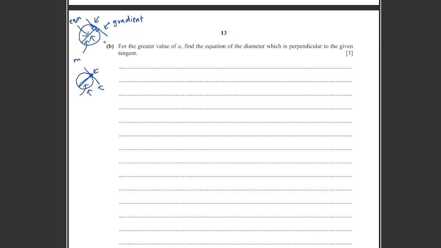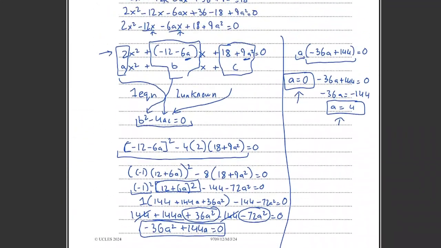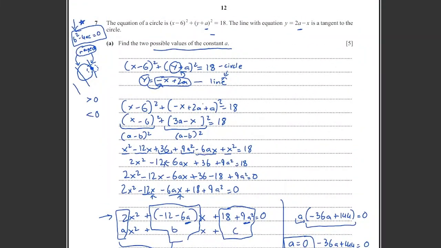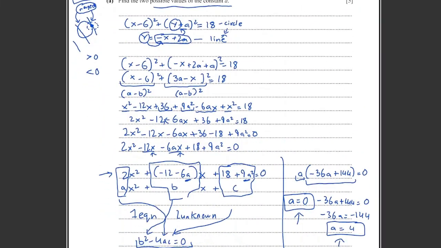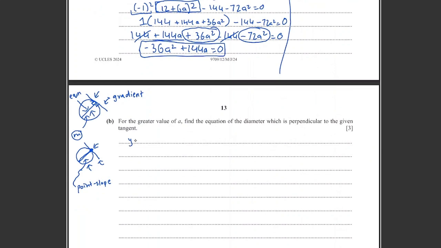So if I know what that coordinate is, and I know this gradient, I can basically use the point slope form to find out the equation for this diameter. That's what I'm going to do. So the first thing I'm going to do is I'm going to find the gradient for the diameter, and I can do that. So my equation of line was basically this thing, y equals 2a minus x, or in other words, it's y equals minus x plus 2a, and they want us to use the greater value of a, so we're just going to say minus x plus 2 times 4. One value was 0, one value was 4, 4 is the greater one.